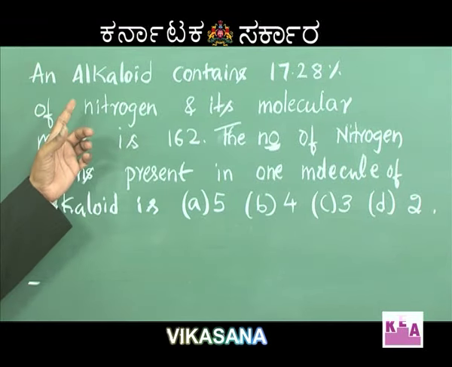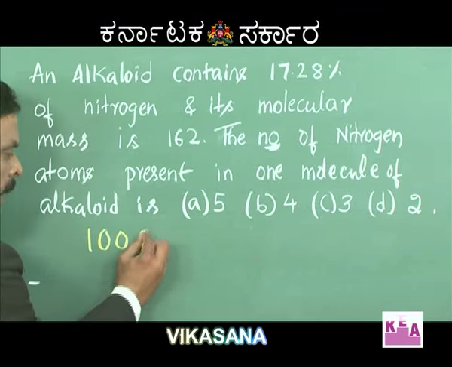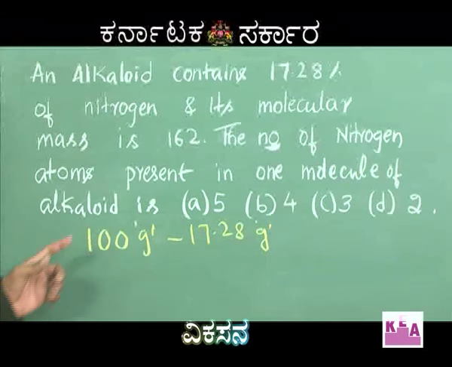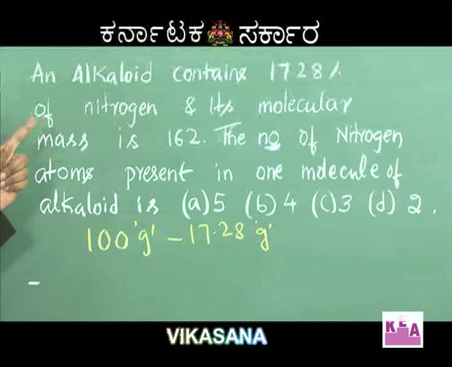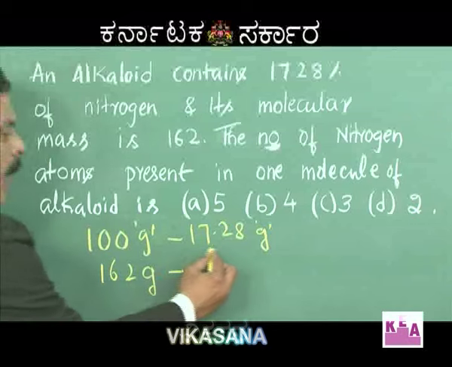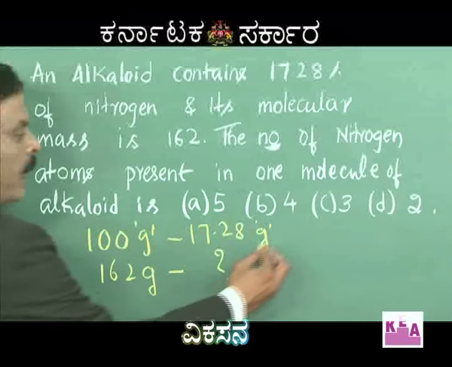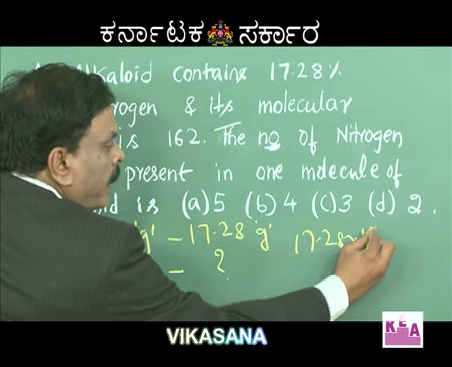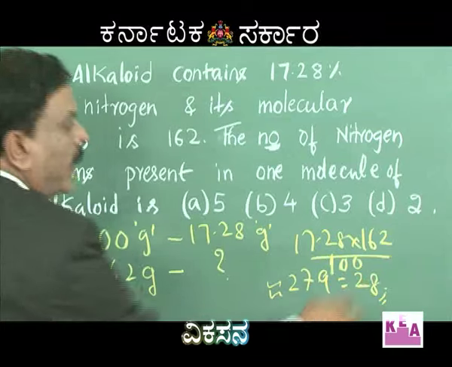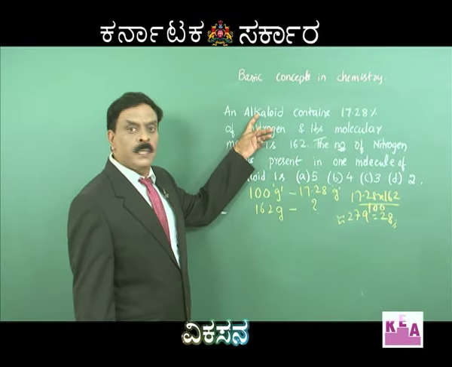Dear students, it is given that the alkaloid contains 17.28% of nitrogen, which means that 100 grams of the alkaloid contains 17.28 grams of nitrogen. But here the molecular mass of the alkaloid is given as 162. Therefore, if you consider 162 grams of the alkaloid, the mass of nitrogen present in it will definitely be more than 17.28, and when we calculate it, you will find that it is equal to 17.28 into 162 divided by 100, which is approximately 27.9 or 28.